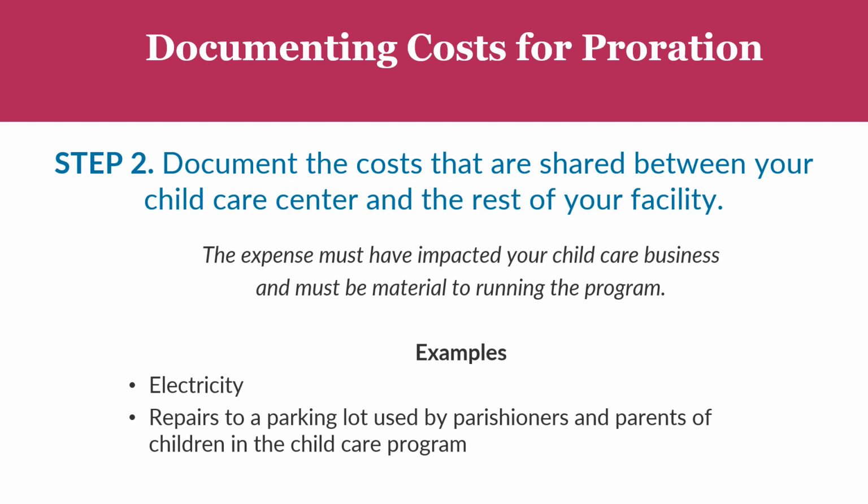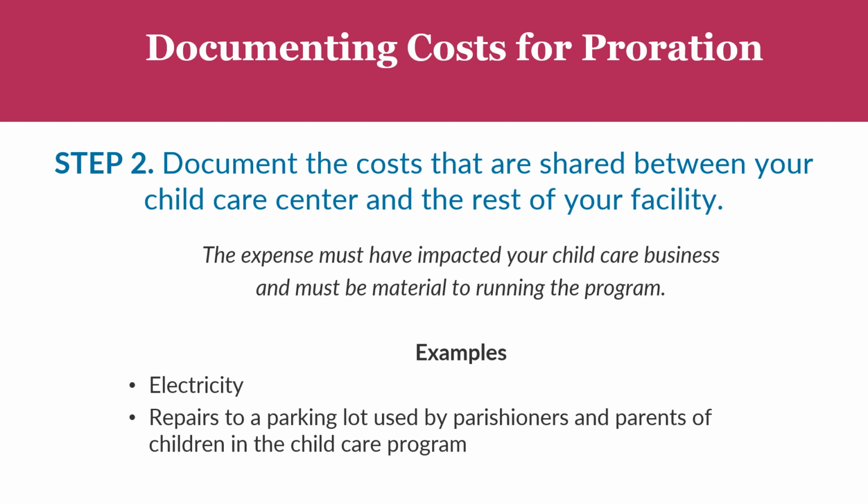Take, for example, electricity. It's obviously needed to run the business and, as such, is considered an allocable expense, but because it is used by the entire facility, it's a shared expense. Other shared expenses could include things like repairs to a shared church parking lot, as it's needed by both parents and church members for parking. But a renovation of the church's tabernacle would not be considered eligible for reimbursement, as it's not necessary for the operation of the child care business.